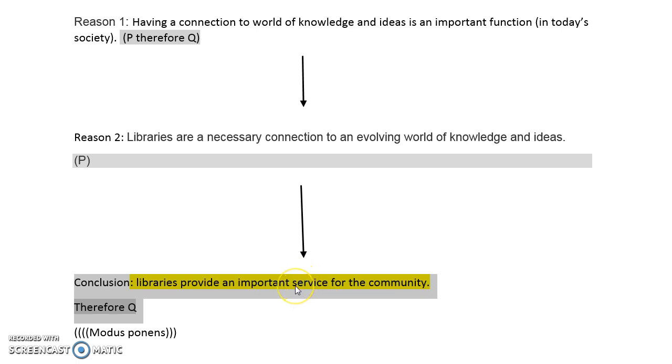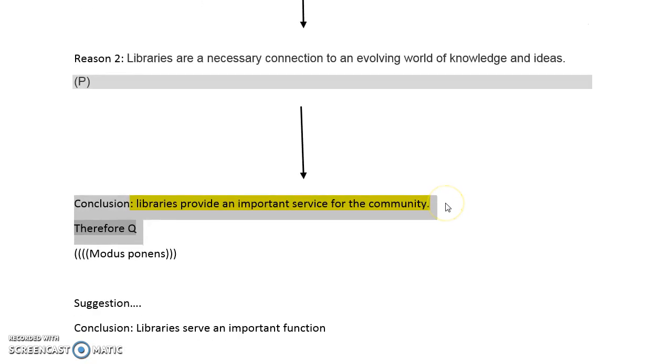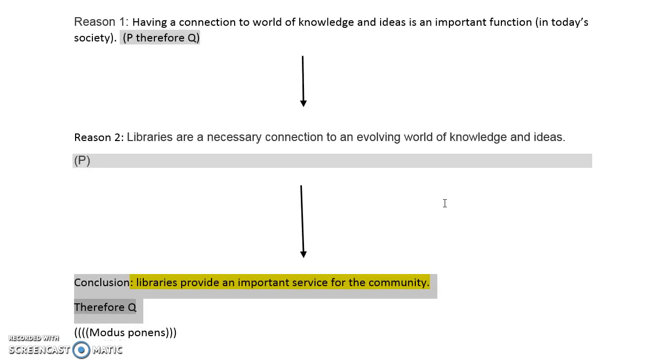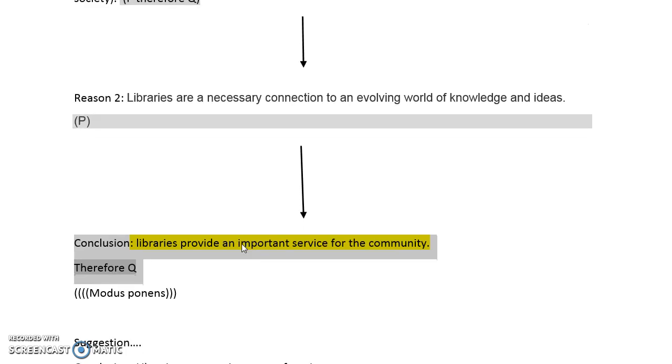I might change this around actually. That would be one of my suggestions to John. Maybe the conclusion should read something like libraries provide an important function, because in reason 1 he talks about an important function, but in the conclusion he introduces this term, somewhat similar, service for the community. So I just want to keep consistent there with the actual terminology that he's using in his argument. So I'm pretty happy with John's argument. I would just ask a couple of questions about terminology, and also maybe suggest something different for the conclusion. Maybe libraries provide an important function. Seems like that's much more consistent with the structure of his arguments.